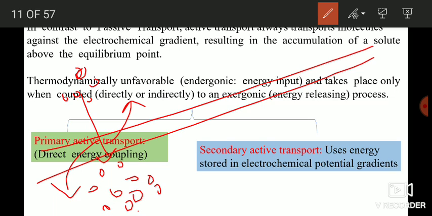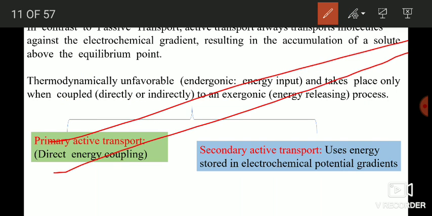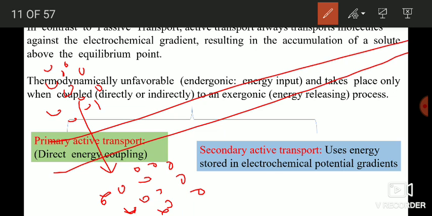And depending upon whether the energy consumption is direct or indirect, active transport has further been divided into two types: primary active transport and secondary active transport. Now, what is primary active transport? In primary active transport, the molecules move from lower concentration side to higher concentration side. This is the higher concentration side. Okay, there is higher concentration of molecules on the inner side of the cell and lower concentration on the outer side of the cell. The molecules are moving from lower concentration to higher concentration due to direct consumption of energy.